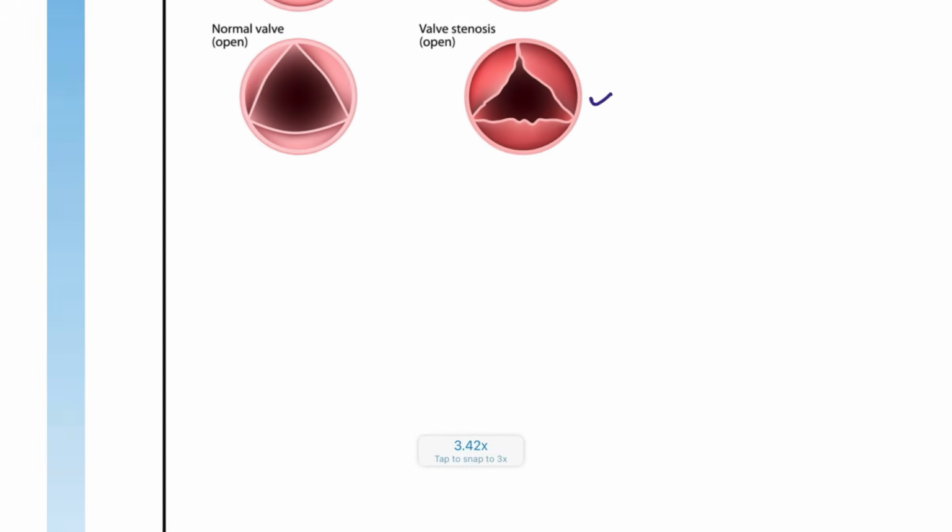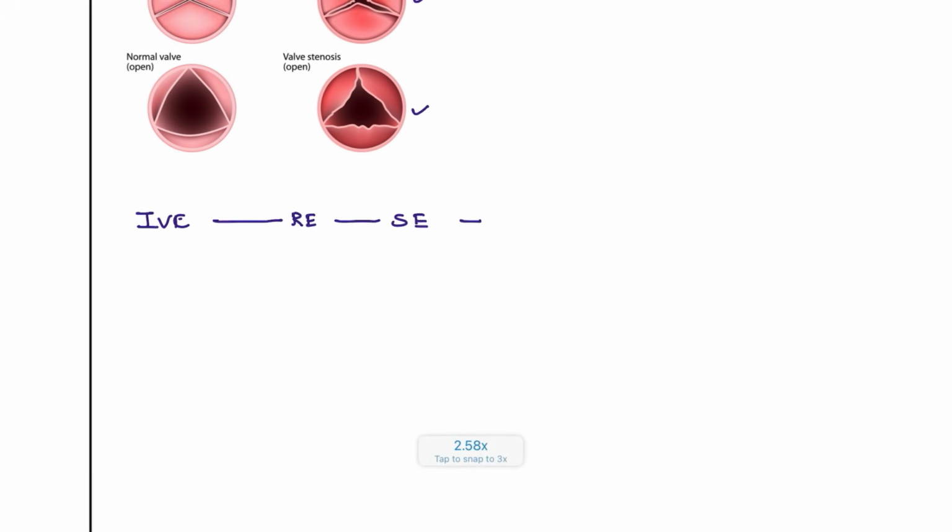First you have to understand the cardiac cycle. Isovolumetric contraction followed by rapid ejection and slow ejection. Okay, so this is the systolic phase, right? In the systolic phase, which valves are open? Which valves are open here, guys?